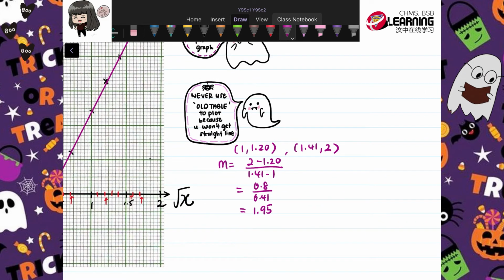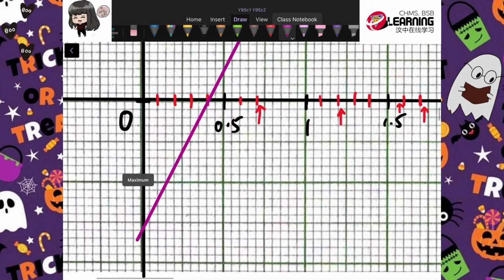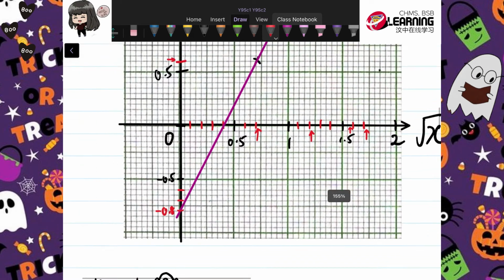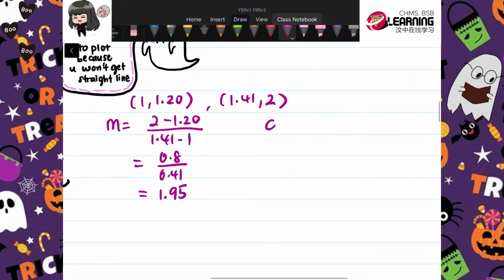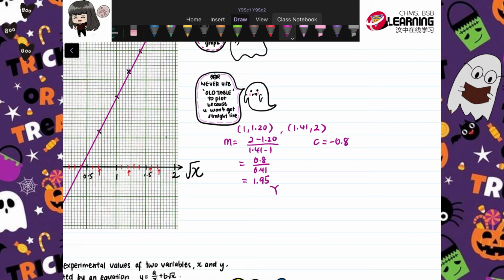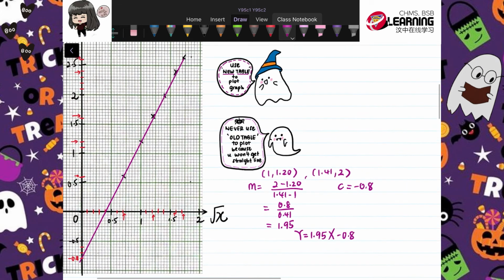Next, after finding gradient, is finding C. C is here. It's already here. So this one is negative 0.5, negative 0.6, negative 0.7, negative 0.8. So your y-intercept is negative 0.8. So I put here negative 0.8. Okay, and then I sub into my big Y equals to M big X plus C. My C is negative, so I put minus 0.8.